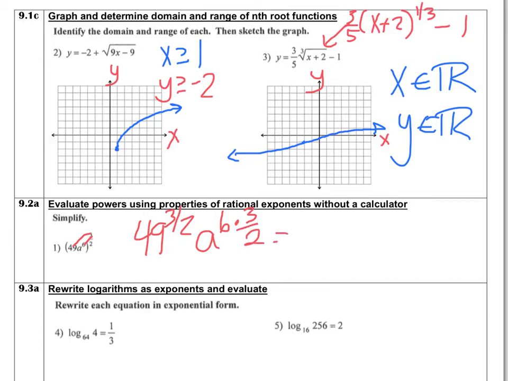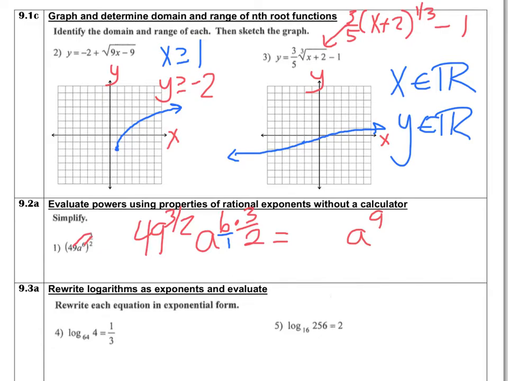To simplify this, let's first look at the a value. Here you're just going to multiply a whole number and a fraction. I can make 6 a fraction by putting it over 1. Multiply, go straight across. This would become 18 over 2, which actually simplifies to 9. So I'm going to put it as a to the 9th power.